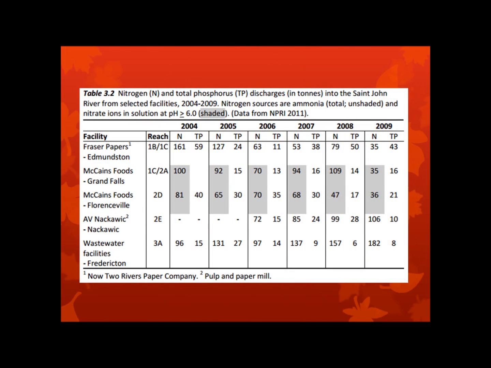A major issue with society's use of the watershed is the effluent released. Nitrogen and phosphorus, even in small amounts, have a large effect on any water system. This chart represents the nitrogen and phosphorus being released between 2004 and 2009 by multiple different industries.